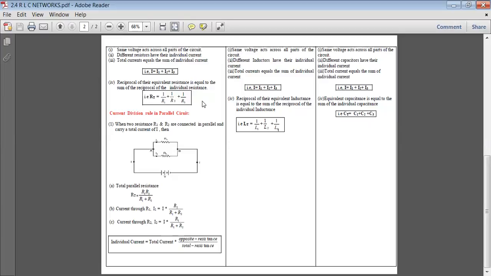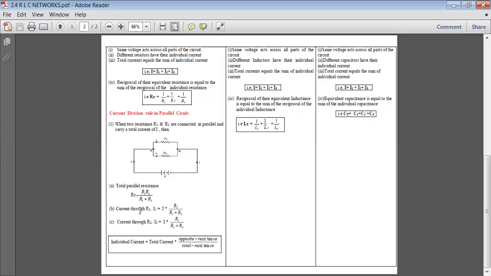Now, the current division rule in parallel circuit. When two resistors R1, R2 are connected in parallel and carrying a total current of I, how will the values of I1, I2 be found? First we have to find the total resistance for the parallel circuit. When two resistors are connected in parallel, RT is equal to R1 R2 by R1 plus R2.